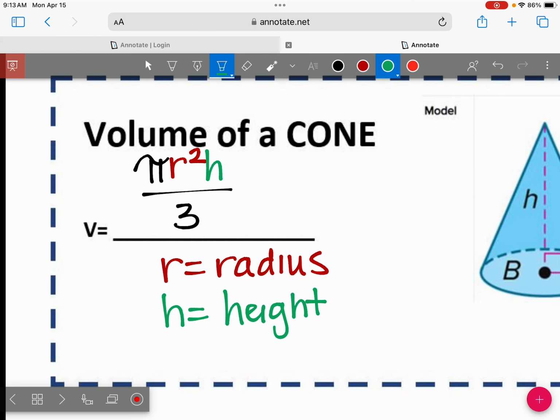So let me zoom in for you guys. Take a minute and copy down this formula. So now we're moving on to the next page. So how much ice cream can fit inside the cone? How much was the volume of a cone? So it's pi r squared h divided by 3.